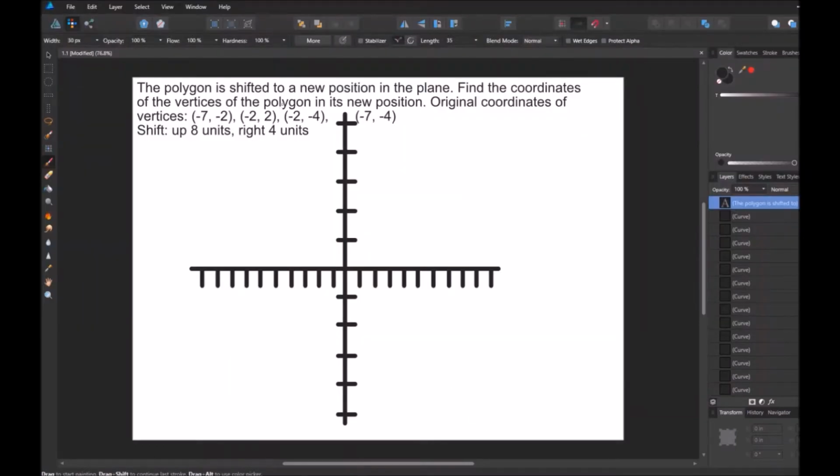Okay, so in this problem the directions are exactly the same, except it gives us new coordinates and a new translation. So this time we're given 4 coordinates instead of 3, and those coordinates are -7, -2, -2, 2, -2, -4, and -7, -4. And the translation is going to be up 8 units and to the right 4 units. So let's break down this problem into 2 steps. First we're going to graph these vertices, and then we're going to do the translation. Because the directions are the same as the last problem, I want you to pause the video and try this problem on your own, and then we'll come back and see how you did.